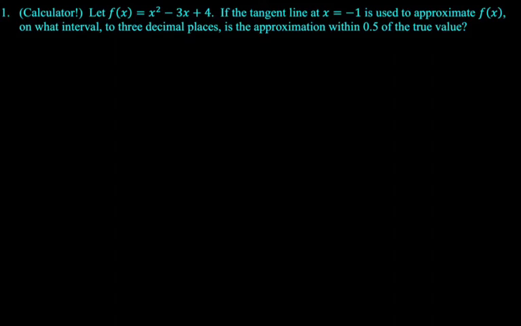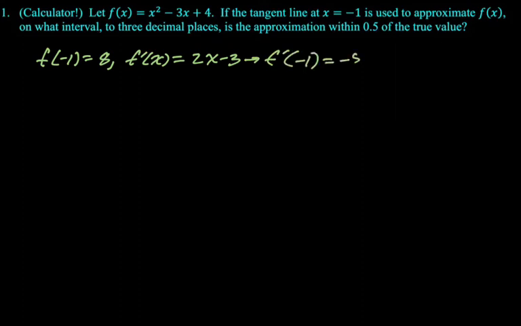So we have not done a question like this before, but let's just think it through. I definitely need a tangent line, so I'm going to find the equation of the tangent line, which means I need to know the value of the function, so I need f of -1, which is going to be 1 plus 3 plus 4, so 8. I need f prime, so f prime is 2x minus 3. I need f prime of -1, which is going to be -2 minus 3, so -5.